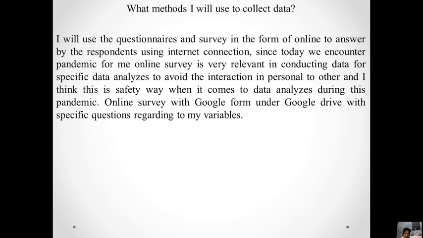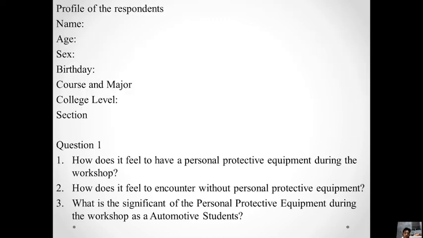Data collection. What methods will I use to collect data? I will use questionnaires and an online survey form to be answered by the respondents using an internet connection. Since today we encounter a pandemic, for me online surveys are very relevant in conducting data collection for specific data analysis, to avoid personal interaction with others, and I think this is a safe way during this pandemic. Online survey with Google Form under Google Drive, with specific questions regarding my variables.